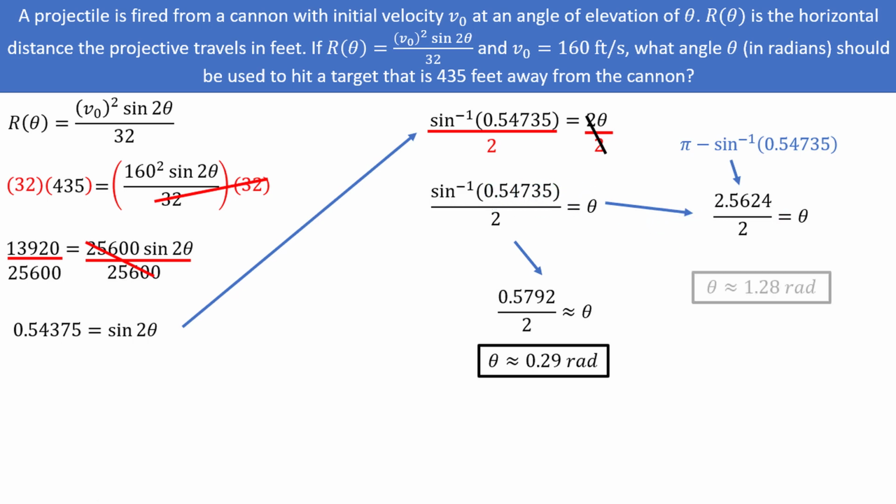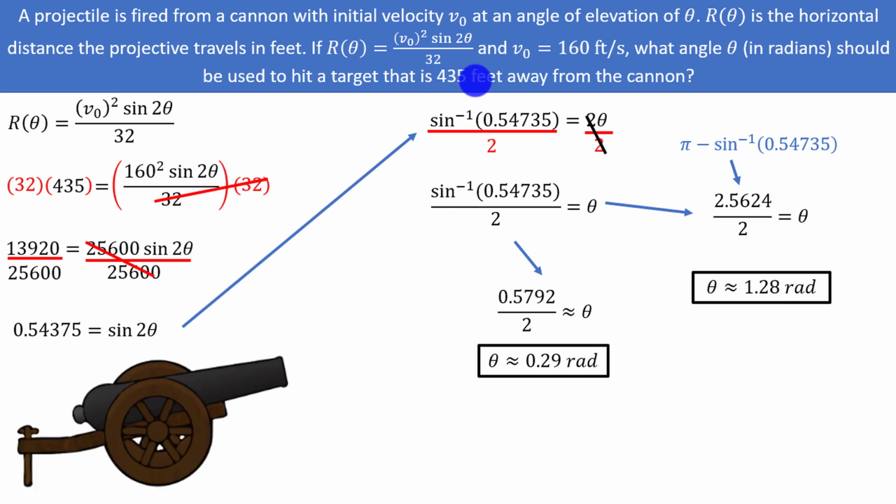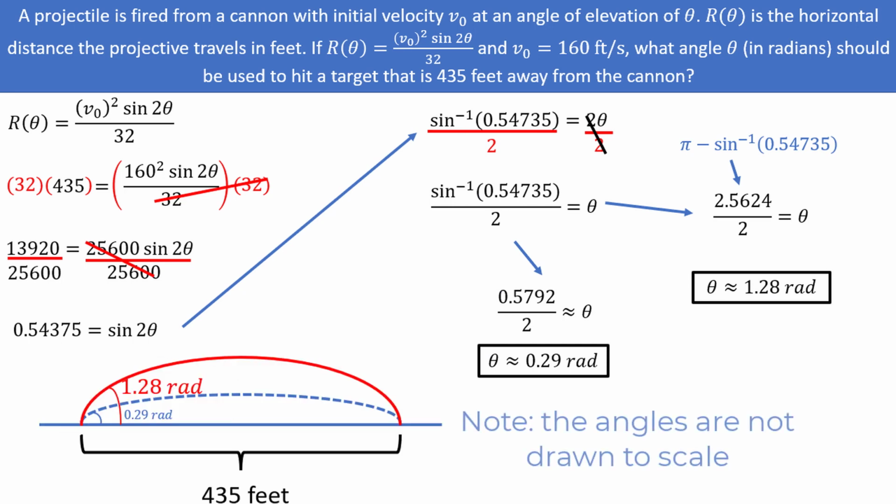If we type this into our calculator, we will get that theta is approximately equal to 1.28 radians. This is the second, larger angle that the cannon could shoot to still hit the target that is 435 feet away. At an angle of 0.29 radians, we would have a more direct path to our target. At an angle of 1.28 radians, we would have a more vertical path to our target. Here is an image that displays the two angles. The larger angle of 1.28 radians could reach the target that is 435 feet away, but the smaller angle of 0.29 radians would also reach the same target.